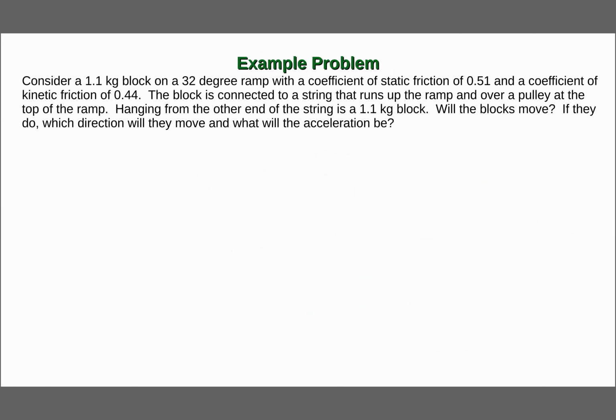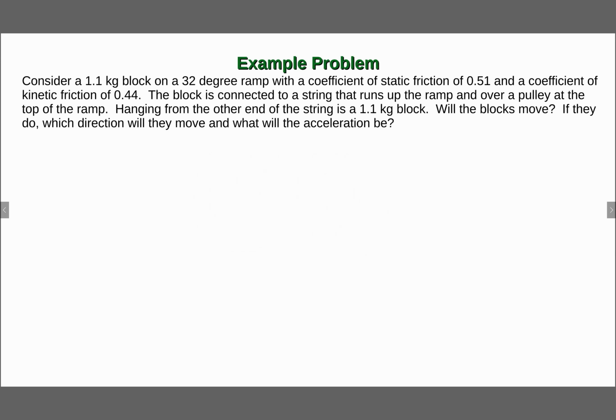So now let's move on to a couple of example problems that I wanted to solve today. So let's look at this first one. Consider a 1.1 kilogram block on a 32-degree ramp with a coefficient of static friction of 0.51 and a coefficient of kinetic friction of 0.44. The block is connected to a string that runs up the ramp and over a pulley at the top of the ramp. Hanging from the other end of the string is a 1.1 kilogram block. Will the blocks move? If they do, which direction will they move, and what will the acceleration be?